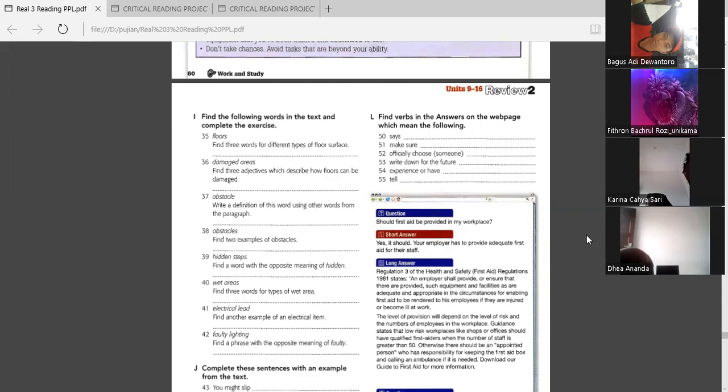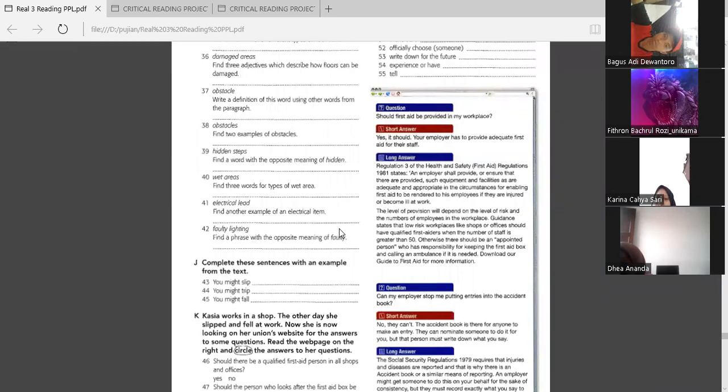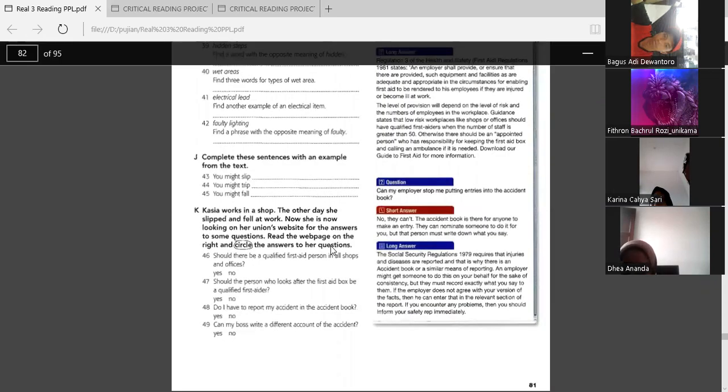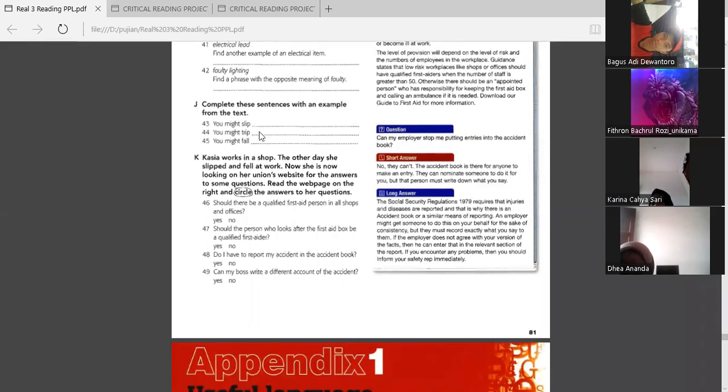Last, faulty lighting. Find a phrase with the opposite meaning of faulty. Anyone help? In working order. In working order. Hershey or Gagarin? Because I'm confused. Gagarin. The voices are almost the same. We are twins, sir. Oh, sorry. Good. That's why the voices are so similar, I was confused. Okay, thank you.